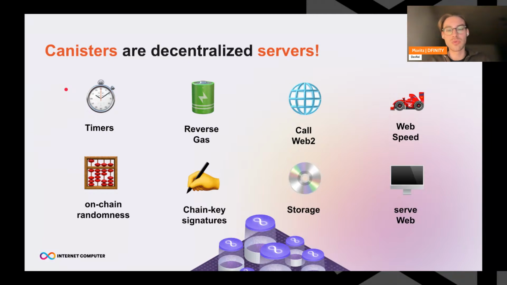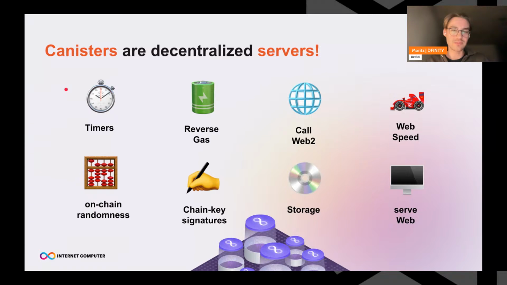Then we have the so-called reverse gas model. That means that instead of letting the user pay transaction fees, actually the deployer of the canister or the deployer of the smart contract pays for the fees or for the computation that's incurred. And this is done by a developer when they deploy a canister, by charging up that canister with cycles. This is what we call gas in the Internet Computer ecosystem.